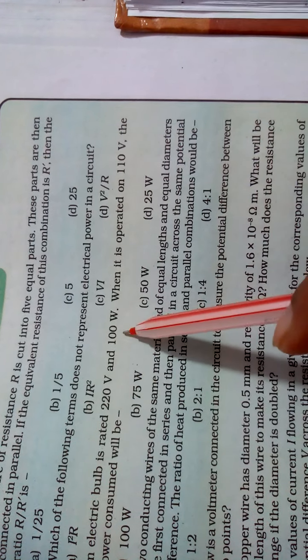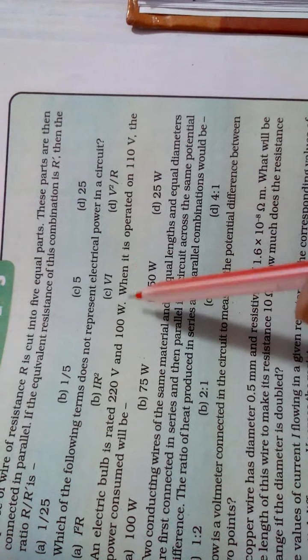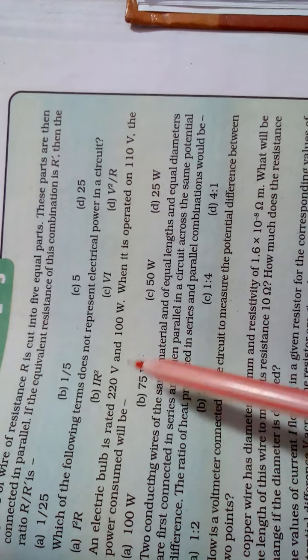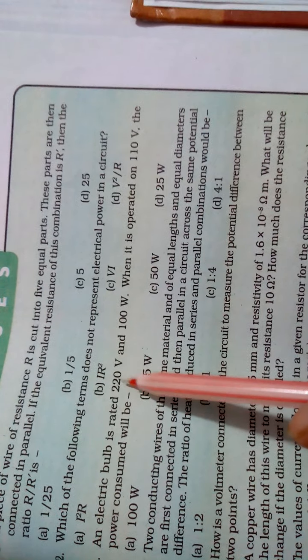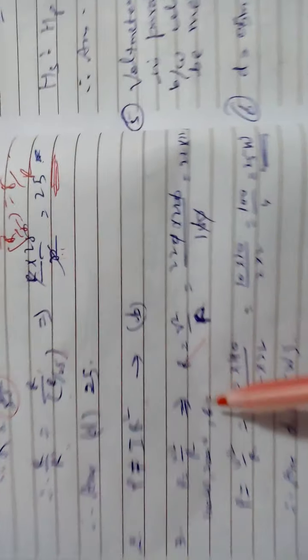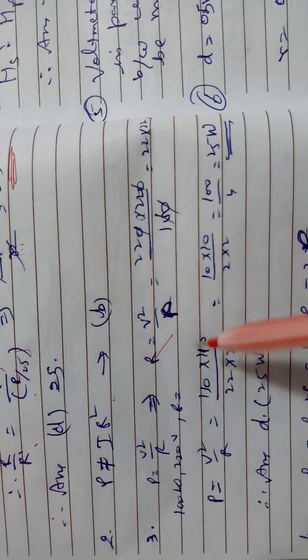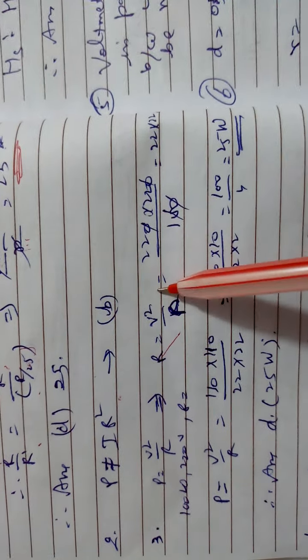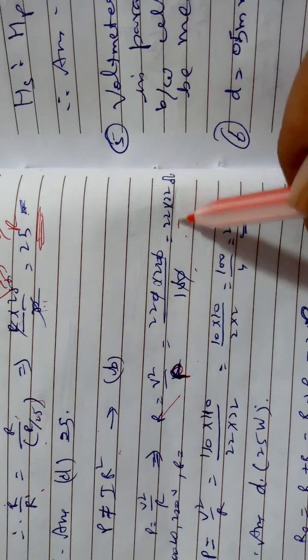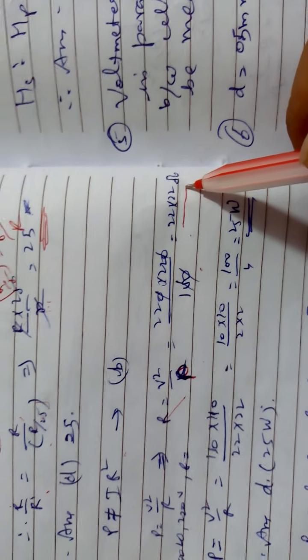Third one: an electric bulb is rated 220 volt and 100 watt power. It is operated on 110 volt. Here power is given and voltage is given. Your question is, what will be the power consumed? First of all you will find the resistance. P is equal to V square upon R. We apply the formula, 220 into 220 upon 100, so 22 into 22 ohm, that is 484 ohm.